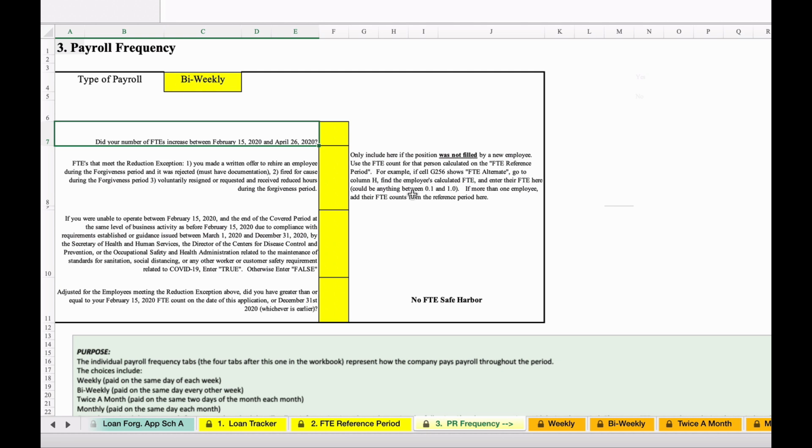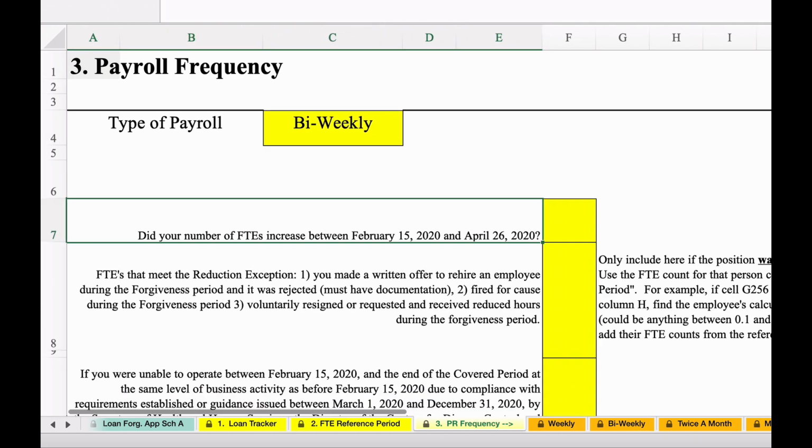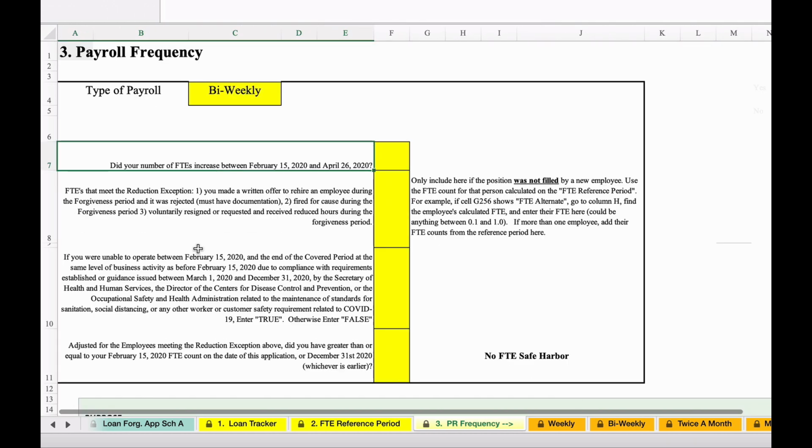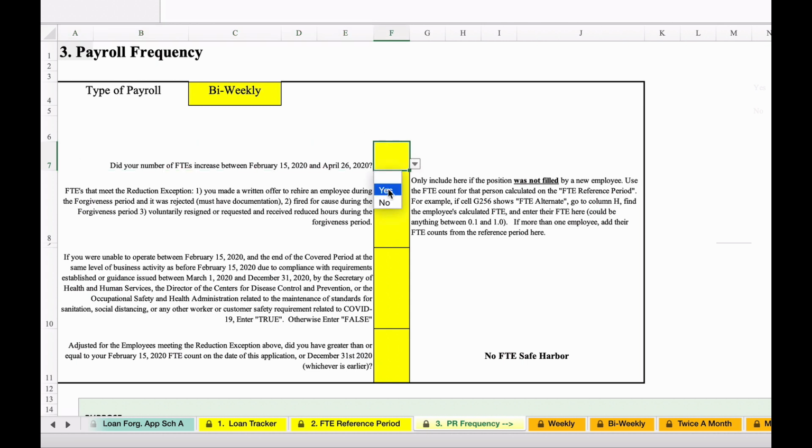So let's say in this case, we run payroll bi-weekly. And then you're going to answer these questions, which might be a little bit hard to see, so I'm going to scroll in a little bit. Okay, so you're going to answer these questions and you're going to say, did your number of FTEs increase? No, they didn't actually. They decreased.